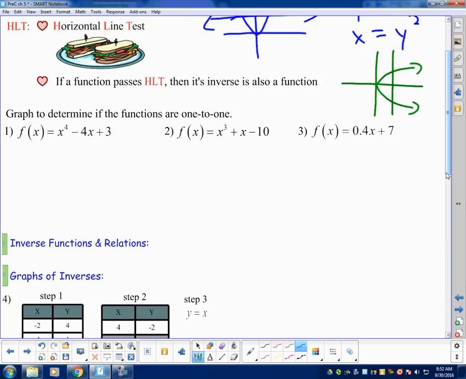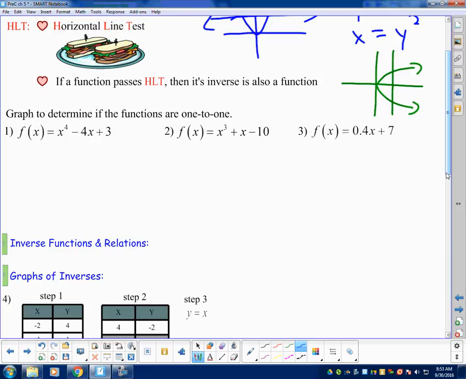But what you can do is maybe think about the parent graph, and maybe you guys can answer this question without ever even graphing on your graphing calculator. But I'd like those rows to graph it on their graphing calculator. You got it graphed already? So it says graph to determine if the functions are 1-to-1. So who had the x to the 4th over here? It's not 1-to-1. Why not?